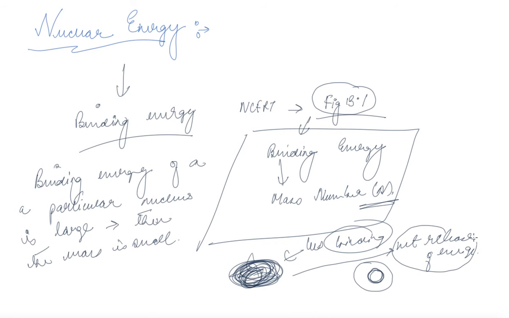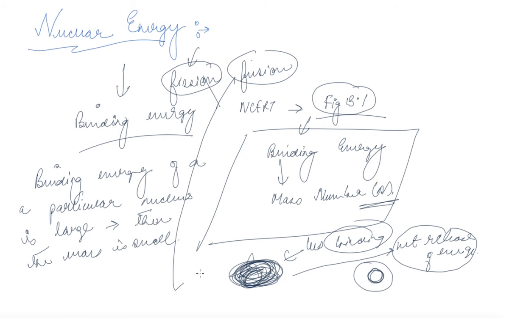And depending upon this concept, we have two types of reaction. One is nuclear fission, and another is nuclear fusion. So these two types of nuclear reaction or nuclear energy are basically dependent upon this concept. That is, greater the binding energy, less is the mass number.